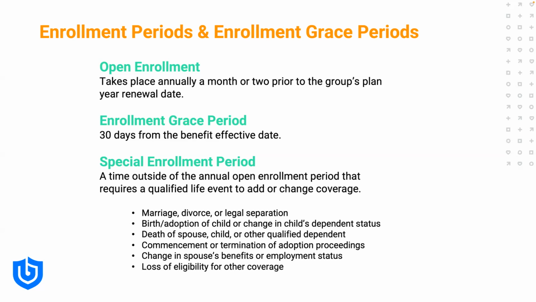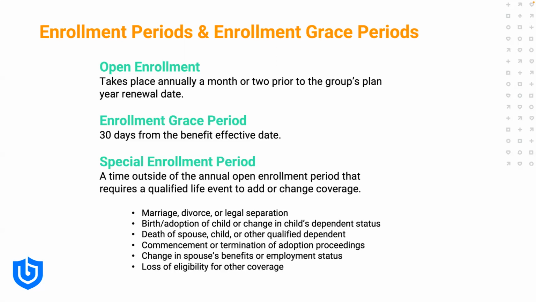And that would be something such as marriage, divorce, legal separation, birth, adoption of a child, or change in a child's dependent status, the death of a spouse, child, or other qualified dependent, commencement or termination of adoption proceedings, change in spouse's benefits or employment status, and then loss of eligibility for other coverage.